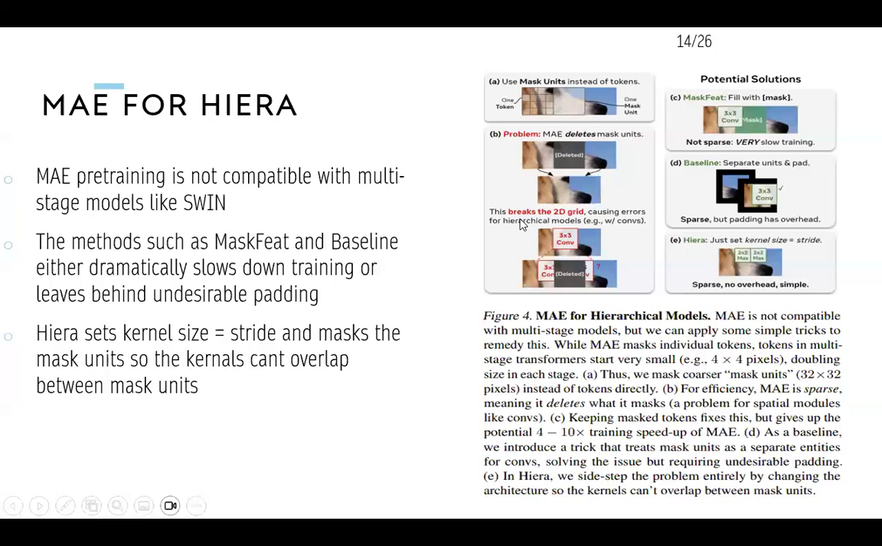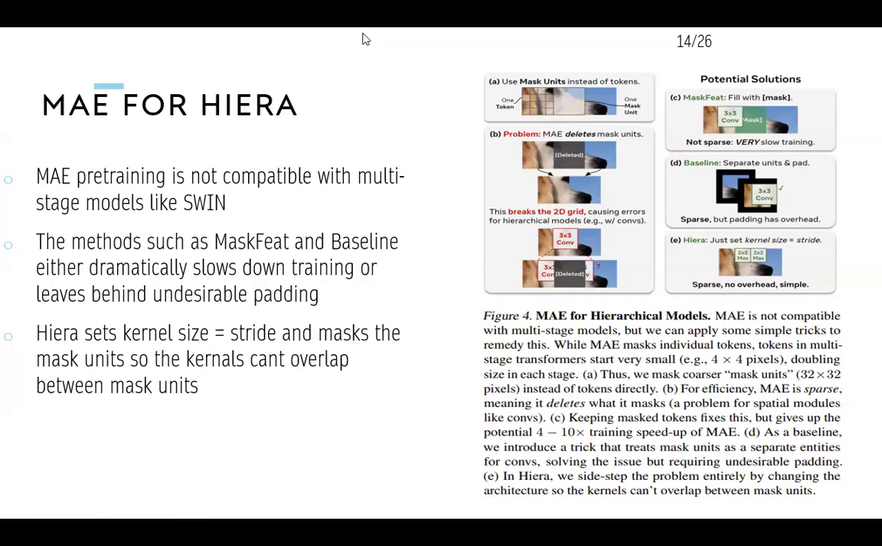They introduced a bunch of different solutions. One was mask fill, which filled in the mask. The problem with that was that since it was not sparse, it had very slow training. They added a baseline as well, which separated the units with padding. This was sparse, but the padding had overhead. So as you can see over here, they had these black squares, these black outlines that were very unhelpful, especially for large amounts of loops.